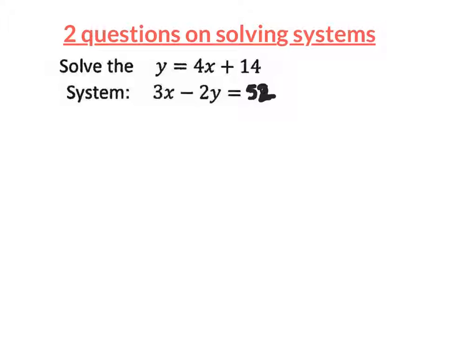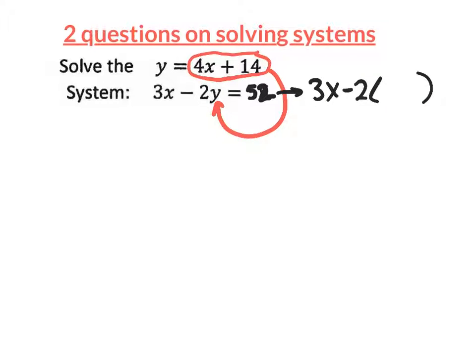It does have y equals 4x plus 14. So you're going to take that y value of 4x plus 14 and plug it into the equation you have not used, or the other equation, into the y. So that bottom equation becomes 3x minus 2 times y, but instead of y, we're plugging in that 4x plus 14, equals 52. So we simplify the equation and then solve it.